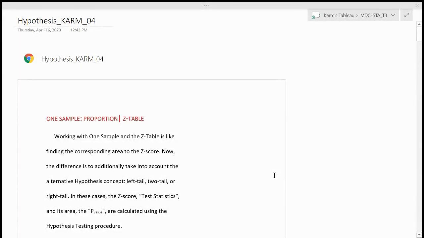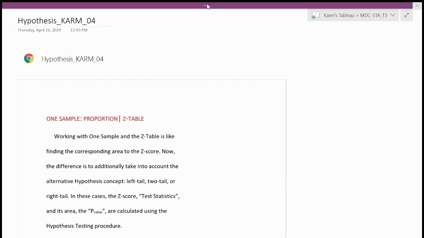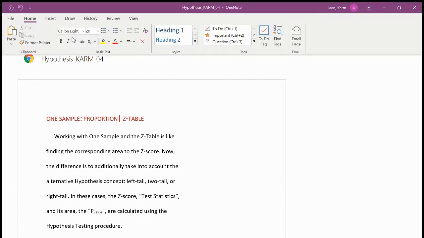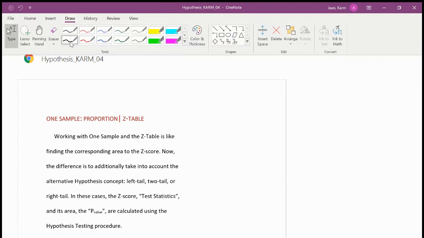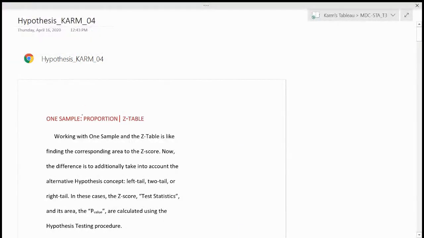Last time we were talking about hypothesis testing about a sample mean, but right now we're going to be talking about sample proportion. Again, last time we were talking about mean, now we're doing proportion.